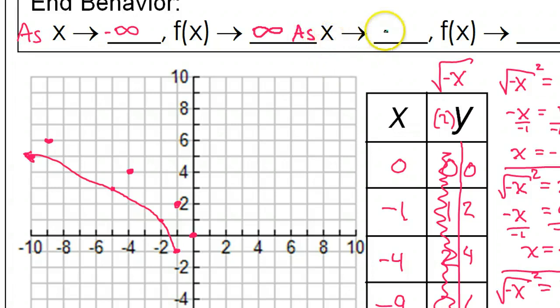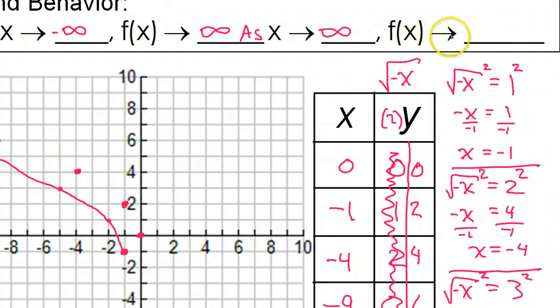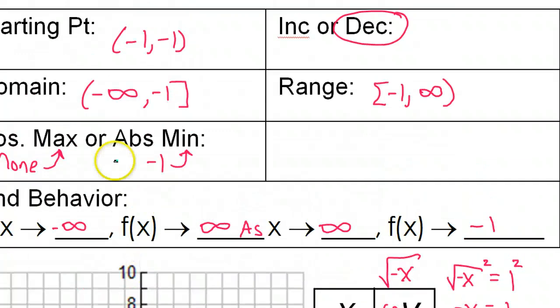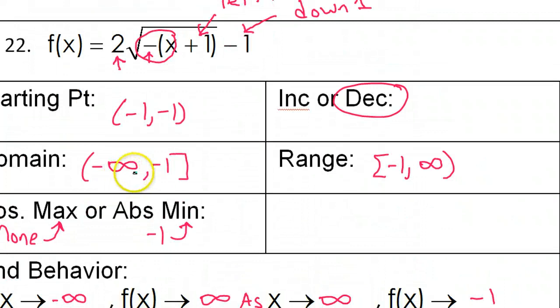Alright, what about as x approaches infinity? That means as we go to the right. Now as we go to the right, the y values get closer and closer and closer to this end point. So that means the y values get closer and closer to -1. So f of x approaches -1. Okay, so that is it for problem number 22.